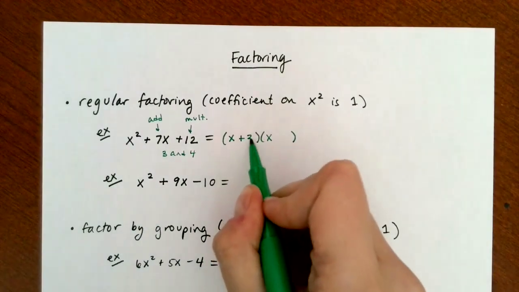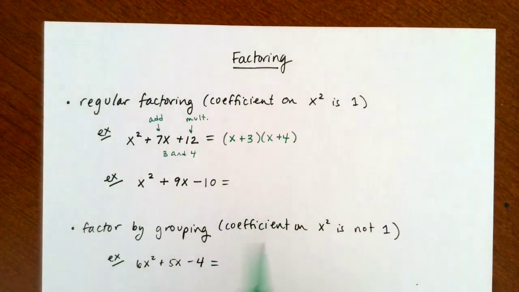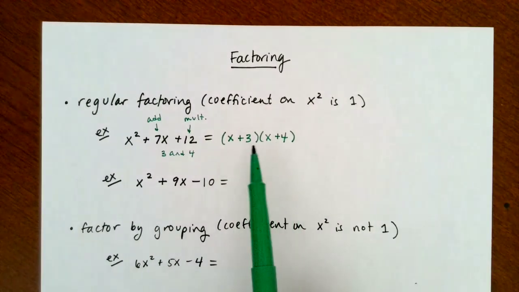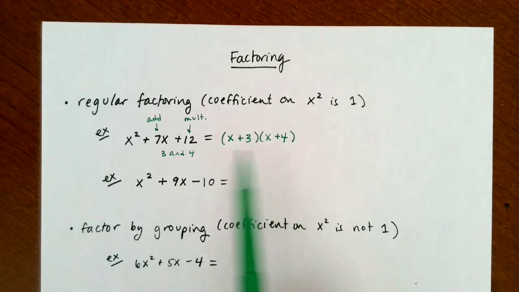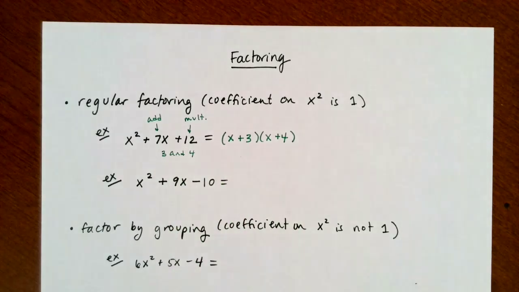So in these spots, I'll say plus 3 and plus 4. It doesn't matter which spot the 3 is in or the 4, so you could have the 4 here and the 3 there. Either way, this is a perfectly factored version of this quadratic.